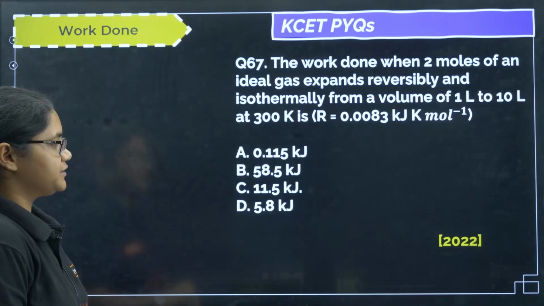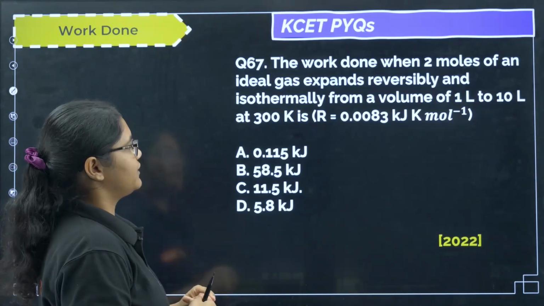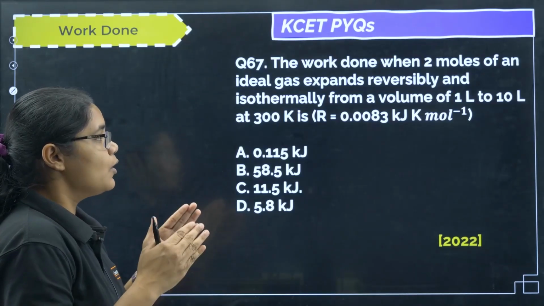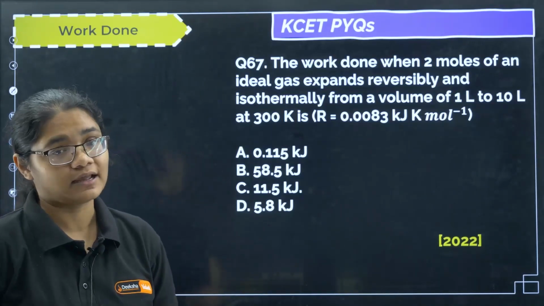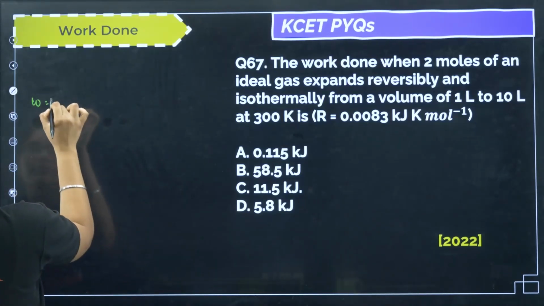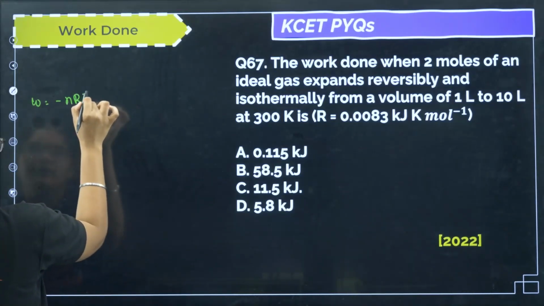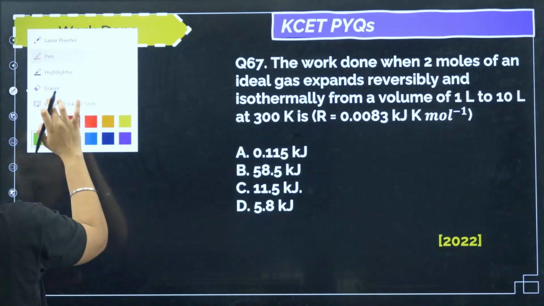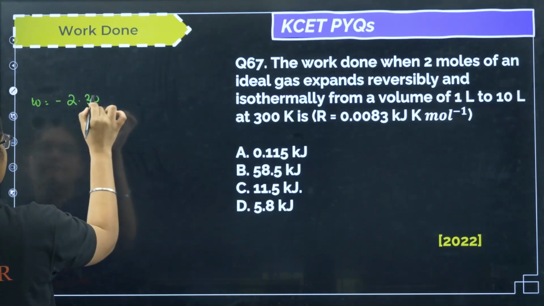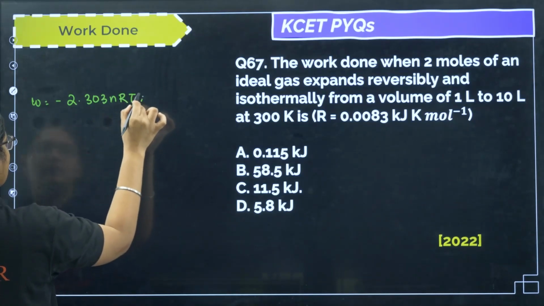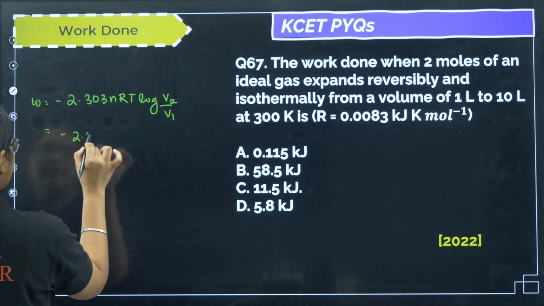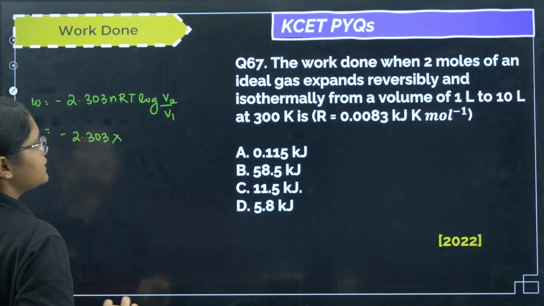Moving towards the first question: the work done when 2 moles of an ideal gas expands reversibly and isothermally from a volume of 1 liter to 10 liters at 300 Kelvin. So I told you this formula is very important. So I can write down minus 2.303 nRT log of V2 by V1, right? So I have minus 2.303 into, what is the n value?